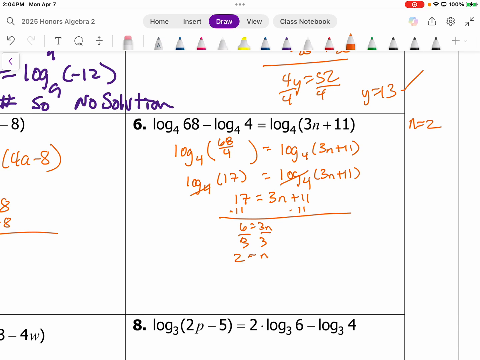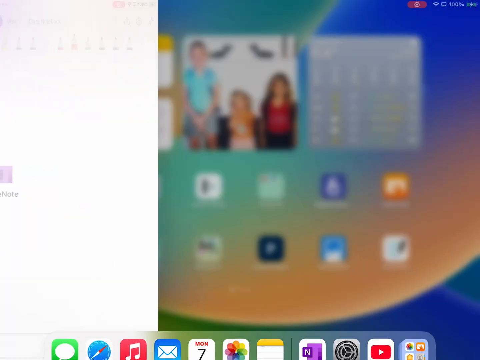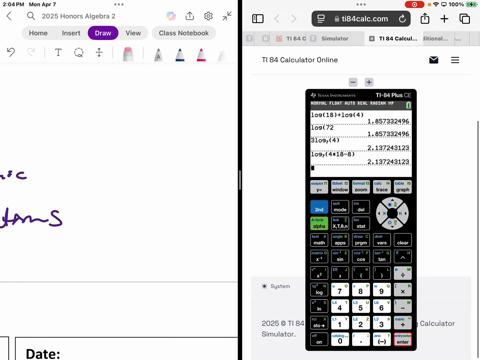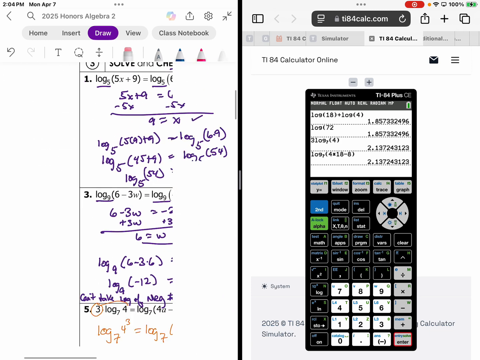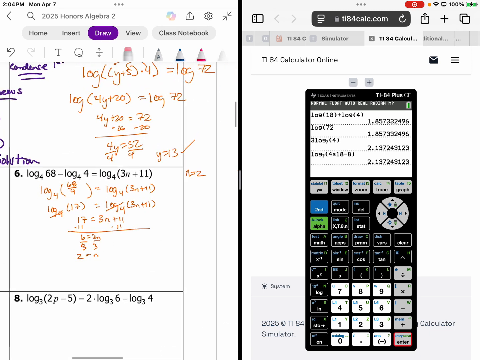And n is equal to 2. And then I go through there, and then again, we can use the calculator, use the change of base formula to get ourselves practice, making sure we remember stuff. Again, because we've had those days off, so it's not a bad idea.